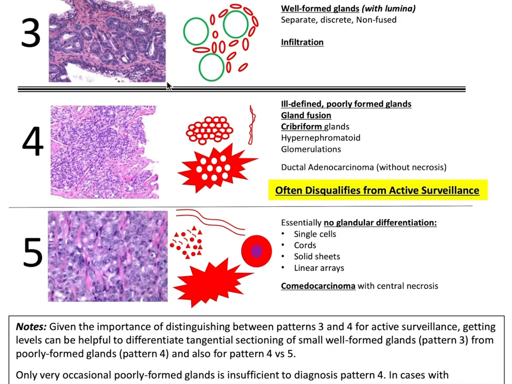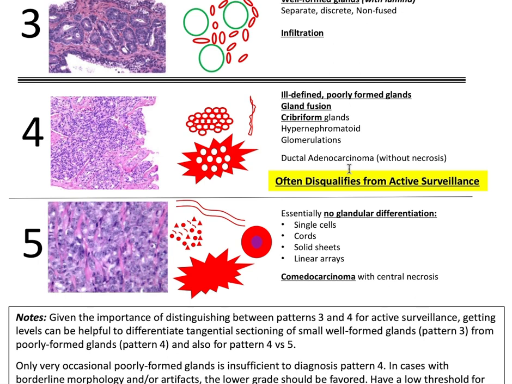Gleason grade 4 is a big game changer because it often disqualifies the patient from active surveillance. So you'll have ill-defined, poorly formed glands, gland fusion, cribriform glands. You can have hypernephroid glomerulations, and ductal adenocarcinoma without necrosis, which we'll talk about later.